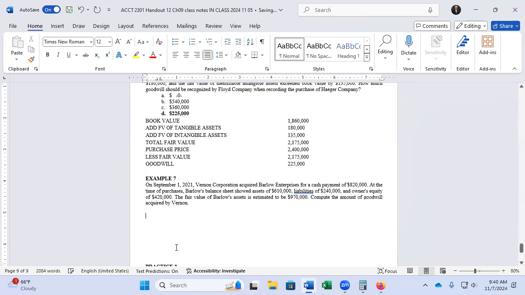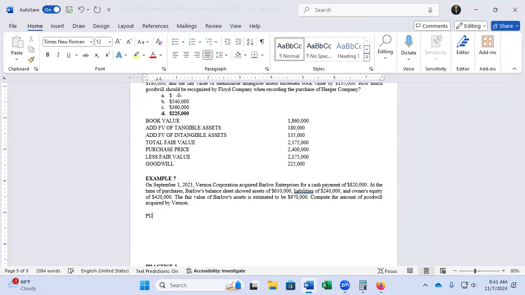On September 1st, 2021, Vernon Corporation acquired Barlow Enterprises for a cash payment of $820,000. At the time of purchase, Barlow's balance sheet showed assets of $610,000, liabilities of $240,000, and owner's equity of $420,000. The fair value of Barlow's assets is estimated to be $970,000. Compute the amount of goodwill acquired by Vernon.